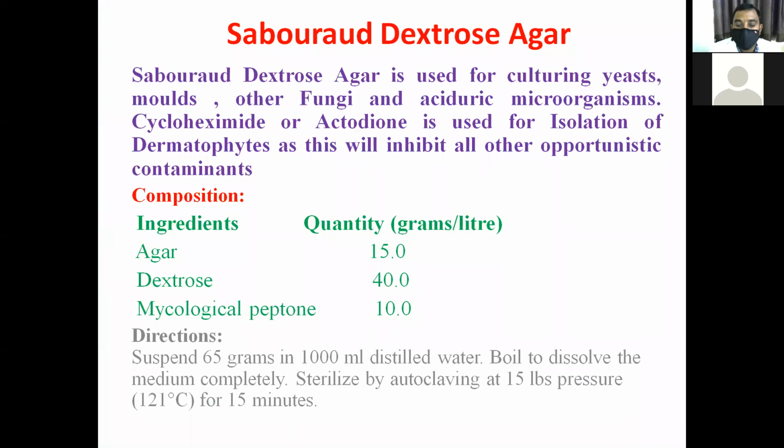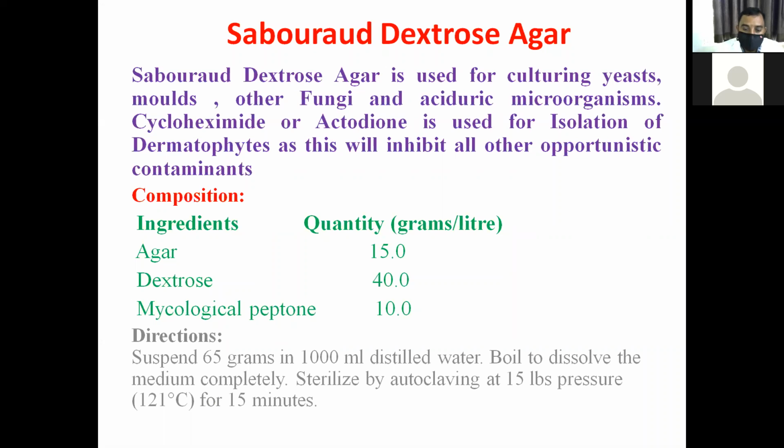Media for fungi, you already know. Usually we use Sabouraud dextrose agar media. Sabouraud dextrose agar media is used for culturing yeast. Yeast example Cryptococcus. Yeast-like fungi, Candida albicans. Yeasts, molds, and acidic microorganisms.